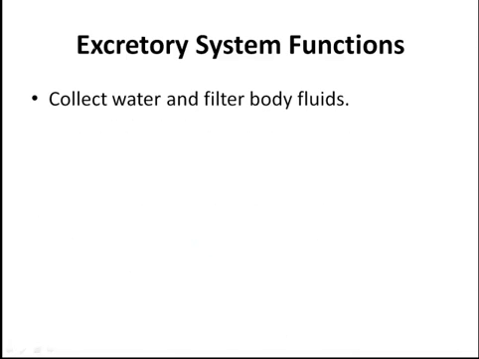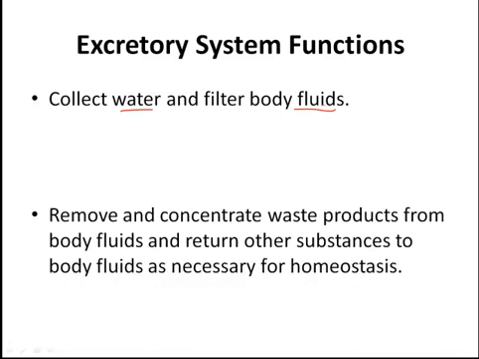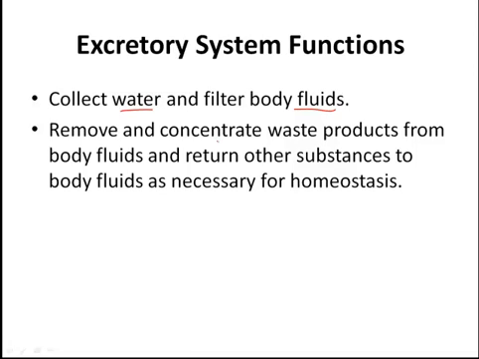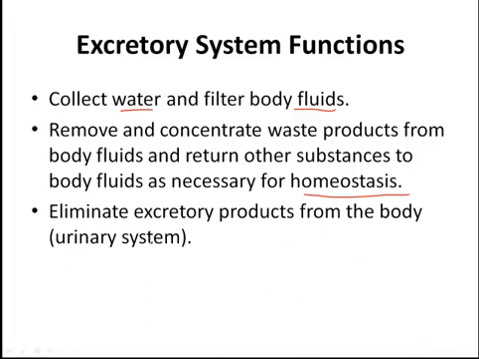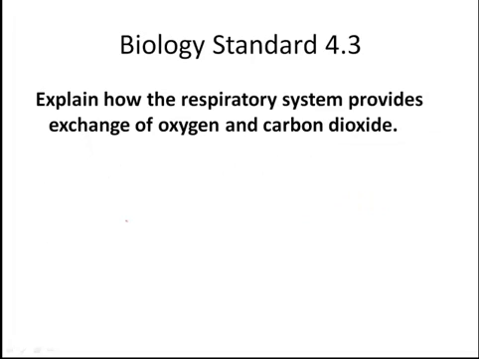So the main job of the excretory system: collect water and filter the body fluids. We need to get everything cleaned out. So we remove and concentrate the waste products from our fluids, and then we return things back to the body as necessary for homeostasis. So sometimes we have to get rid of stuff, sometimes we need to keep it, like water. And your excretory system actually helps determine which things you keep and which things you send away. And then once we have figured out what needs to be sent away, we eliminate all of that stuff, which happens mainly through your urinary system.